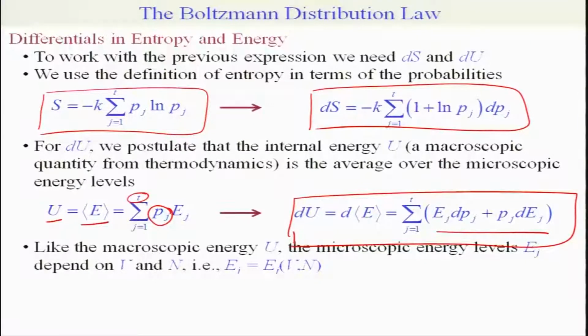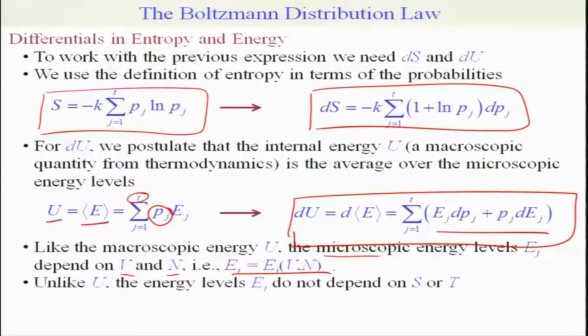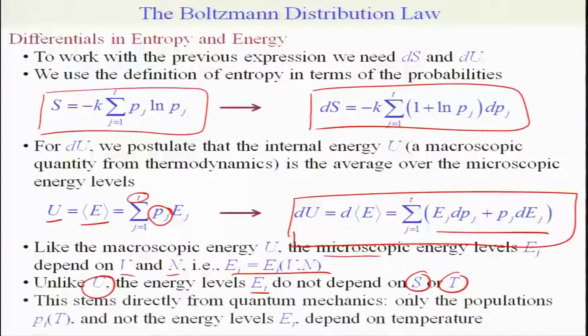Like the macroscopic energy U, the microscopic energy E_j depends only on V and n. So, E is basically a function of V and n. Unlike U, the energy levels E do not depend on the entropy or temperature. So, E actually depends only on the system. That comes directly from quantum mechanics.